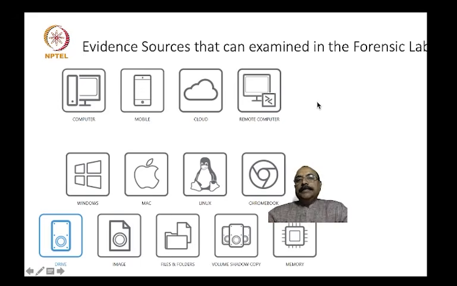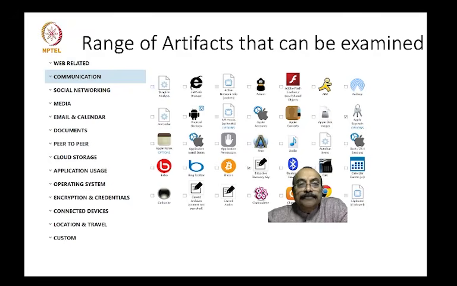Evidence sources that can be examined in the forensic lab. We can examine computer, mobile, cloud, remote computer also. Cloud is also one kind of remote control. And different operating systems: Windows, Mac, Linux, Chromebox. Drive, if it is a drive, if it is an image, if some folders only brought to the lab, complete shadow copy, memory, anything you bring, anything can be analyzed through systematic procedures. And different artifacts can be examined.